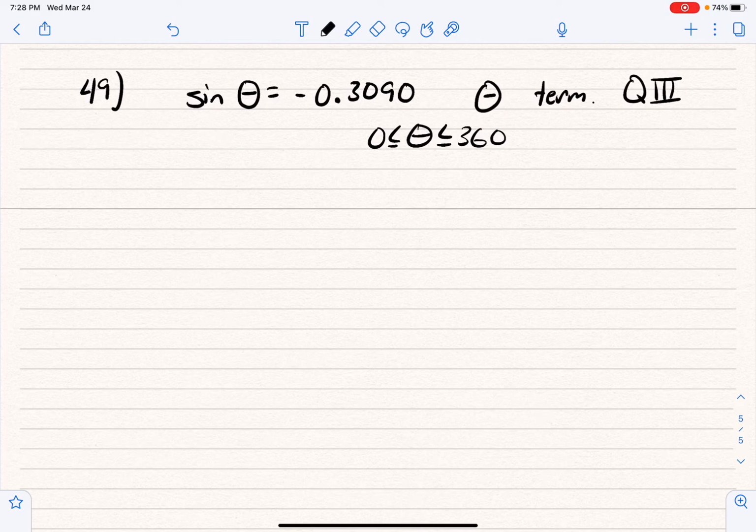And so what I do is I grab a calculator, and first of all, before we grab a calculator, let's do a little basic algebra. We know that if sine theta is equal to negative 0.3090, then we could take the inverse sine of both sides.